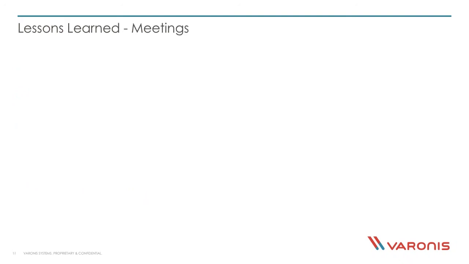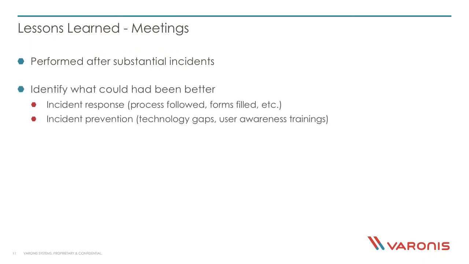Lessons learned meetings are a very important step to be performed after substantial incidents. The idea is reviewing the incident as a whole and identifying what could have been better in both incident response and incident prevention. For example, in terms of incident response, you can analyze if the process was followed, if the forms were filled, and so on.